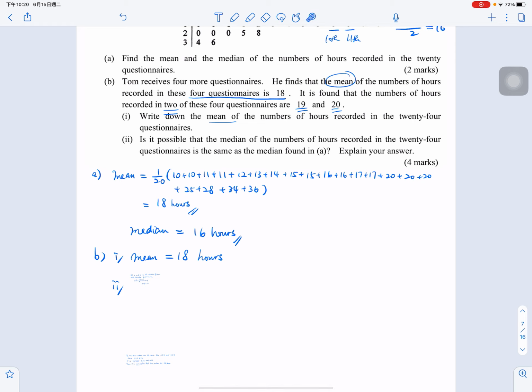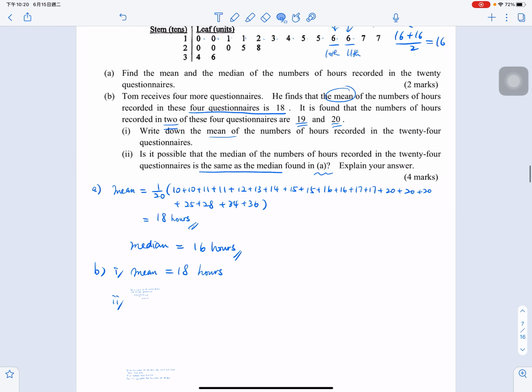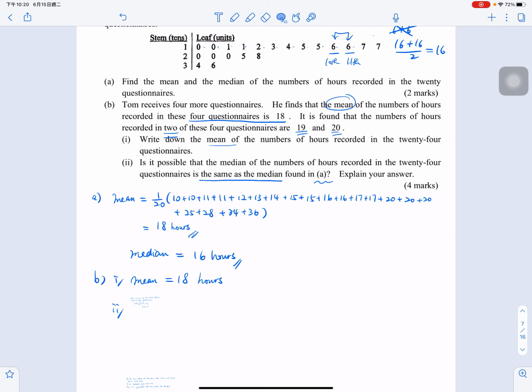Part B2. Is it possible that the median of the number of hours recorded in 24 questionnaires is the same as the median found in A? Are they the same? Explain it. Okay, so what can we do? That means you need to think, there are 4 new values. What should we put in?